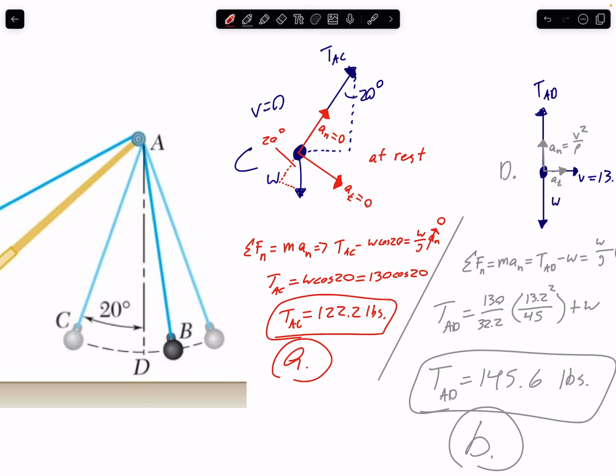And we have tension of AC going up directly in line with it, and then we have components of the weight in that direction as well, which is W cosine 20, and that is equal to the weight divided by gravity times the normal acceleration, which is equal to 0, so we can just cross that out. And doing some algebra, we get T, the tension AC, is equal to the weight cosine 20, which is equal to 122.2 pounds.